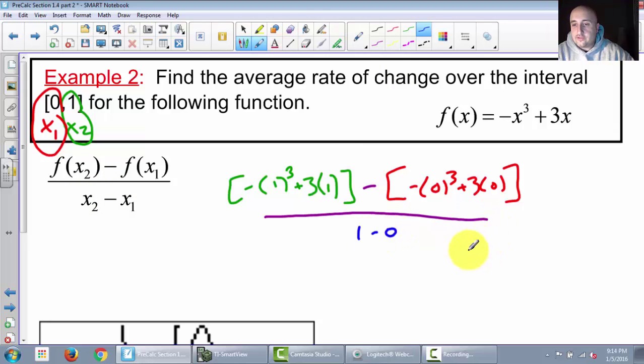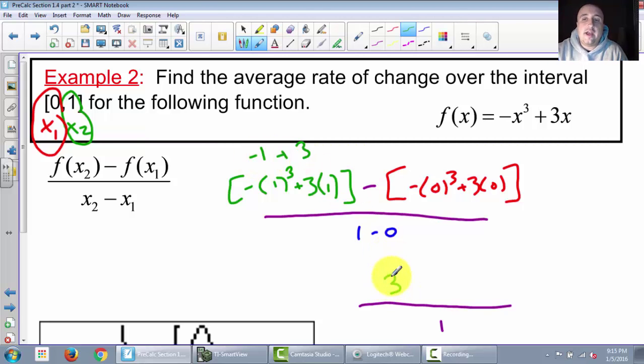All right, so let's see what the answer to this one is. Let's do the bottom first. 1 minus 0 is 1. Let's do the green one now. So 1 cubed is 1, with a negative in front makes it -1. Plus 3 times 1 is 3. -1 plus 3 is not 3. It is 2. -1 plus 3 is 2. And then let's do this. 0 plus 0 is -0. So 2 take away 0 is 2, over 1 is equal to 2. So my average rate of change is 2.